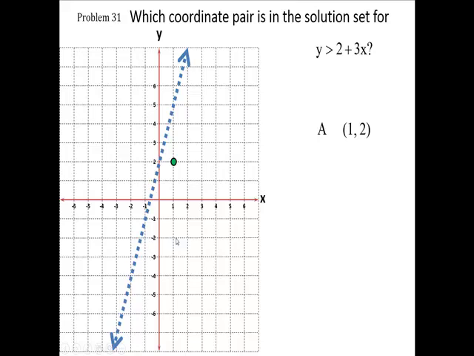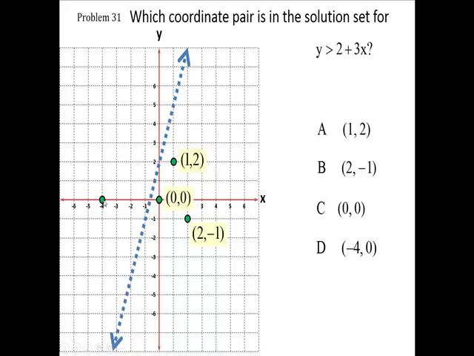All right, now we're going to have 4 possibilities. The point 1, 2: we go to the right 1 and up 2. Then going to the right 2 and down 1. Another point they give us is the origin, 0, 0. And the 4th point is on the other side of the line. It's over here, negative 4, 0. So you're 4 to the left and you're at 0.